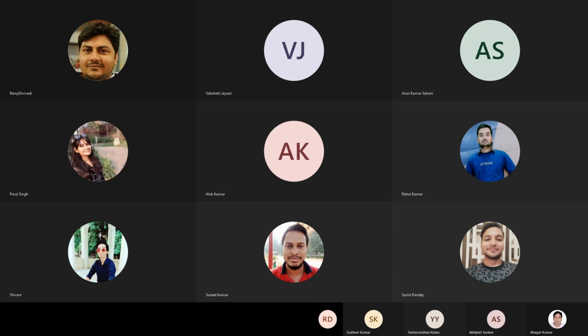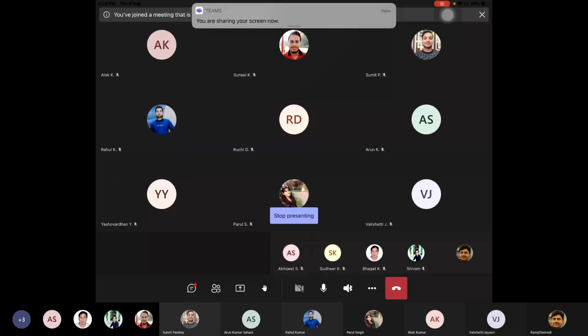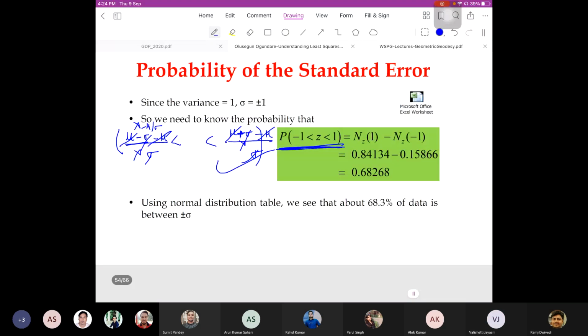Actually, there was some network issue. The campus network is down right now. So I'm just sharing my screen. So that was the case where we have to answer the probability of standard error.